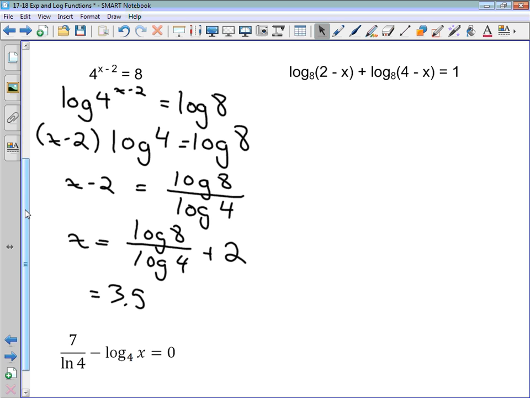Yeah, we can use our product rule, and we can rewrite this as log to the base 8 of, going to be big square brackets here, 2 minus x, 4 minus x equals 1. Okay. What would you do from here? Go ahead, Maya.